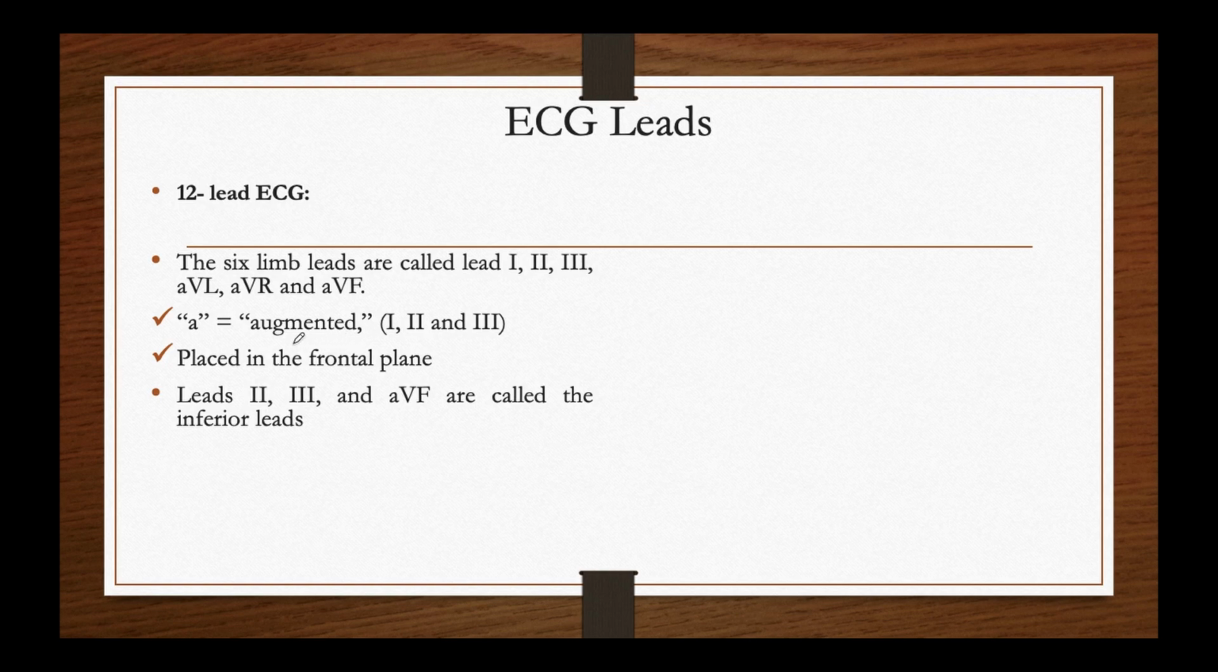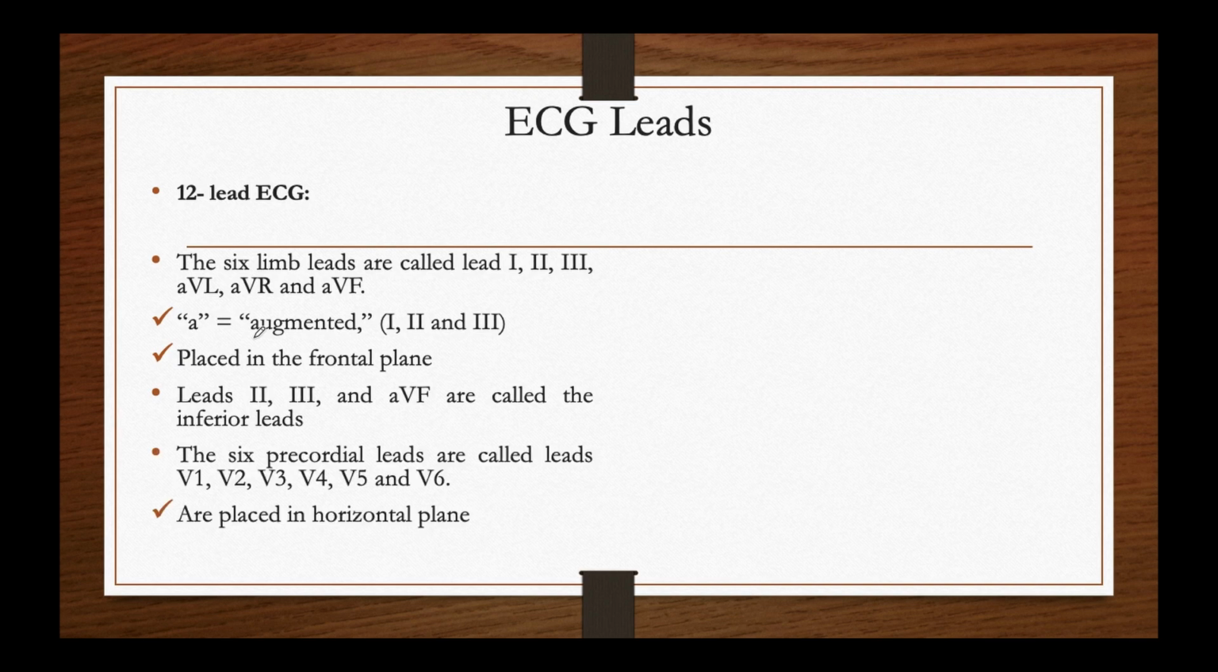We call them augmented because they are calculated as a combination of standard lead 1, lead 2, and also standard lead 3. They all come together to give us information from specific parts of the heart. They are also placed in the frontal plane. What this means is they measure electrical activity from the frontal plane. Frontal plane here means that the patient is in anatomical position facing you. Therefore, the patient's left is on your right side.